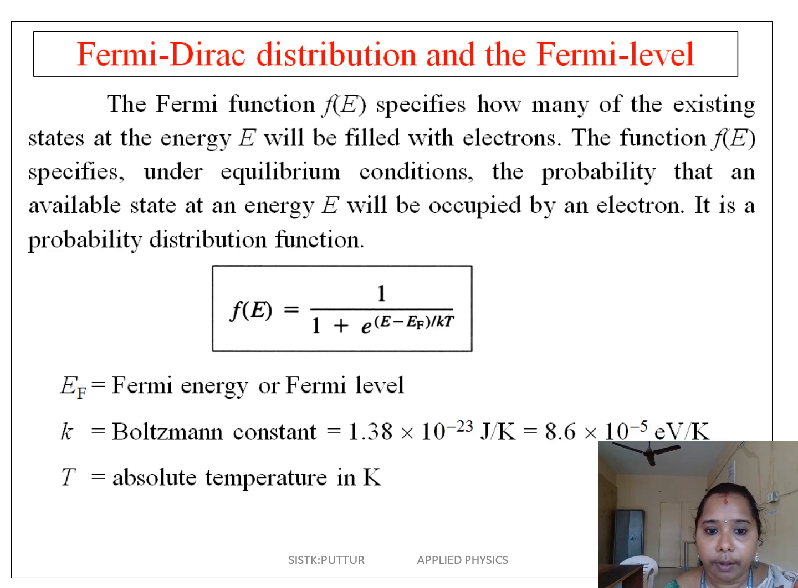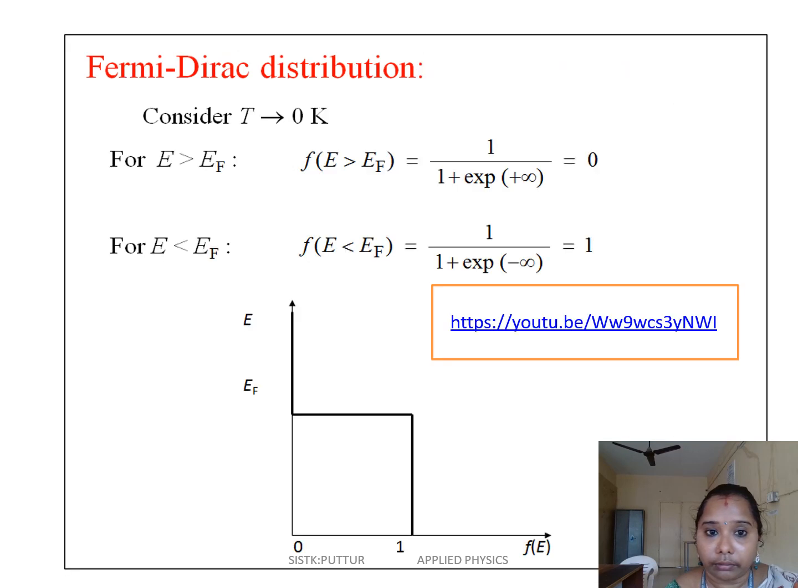Here, the probability that an available state at energy E will be occupied by an electron is given by a probability distribution function, that is f of E is equal to 1 by 1 plus exponential of (E minus EF) by kT, where EF is the Fermi energy level, k is Boltzmann's constant, whose value is 1.38 into 10 power minus 23 joule per Kelvin, and T is the absolute temperature in Kelvin.